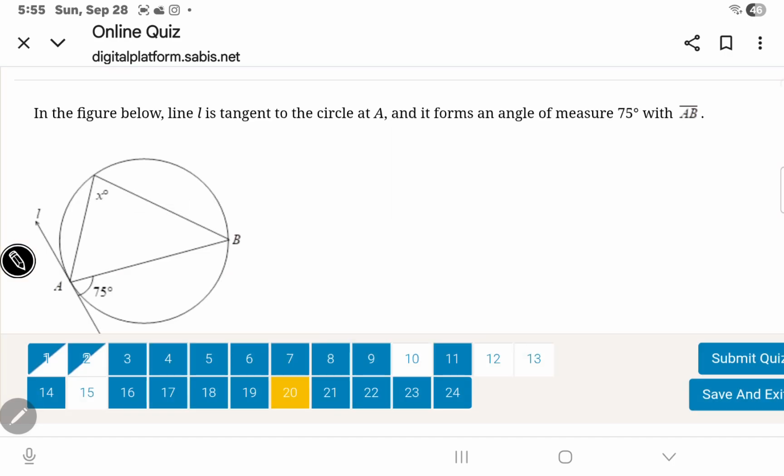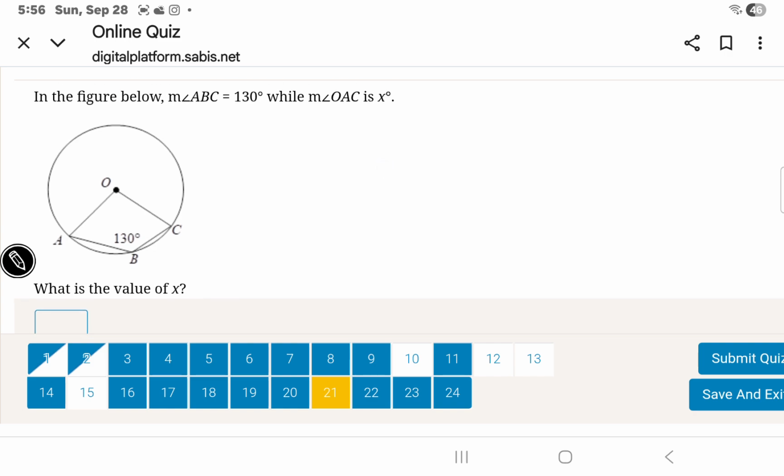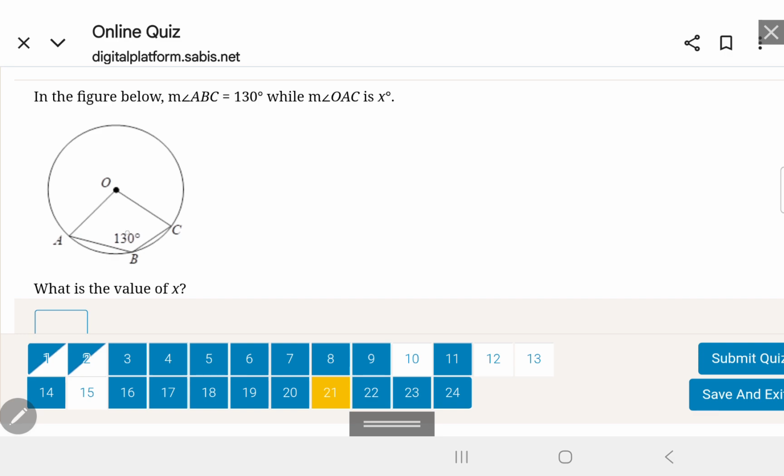Number 20 now. X equals 75 directly. Number 21. Find the value of x. So here OAC is x. So OAC means we have to find this angle here.